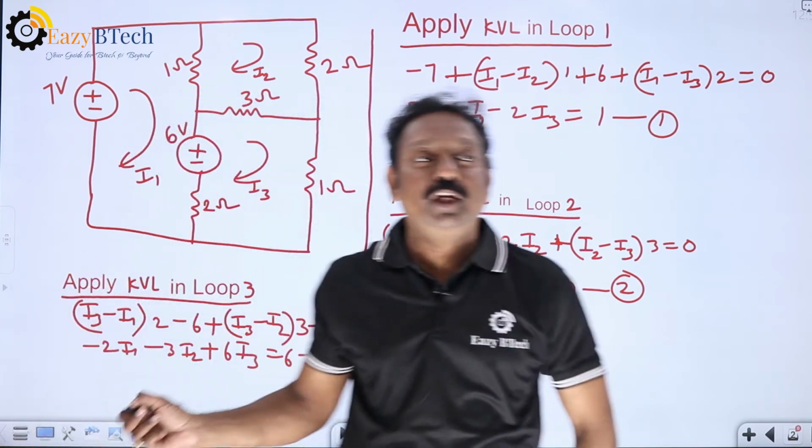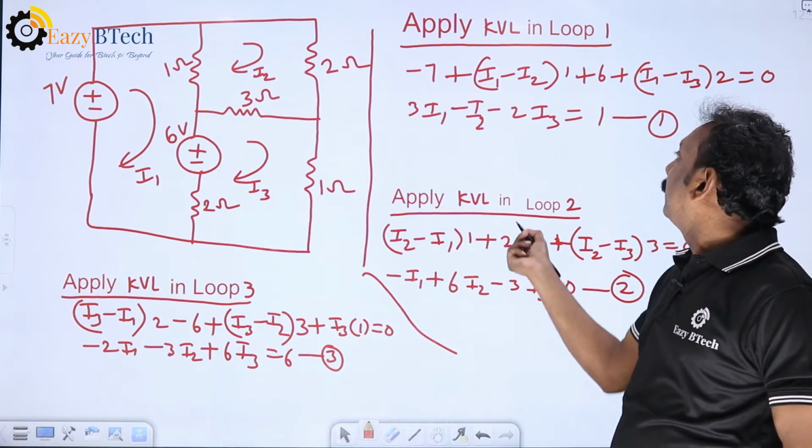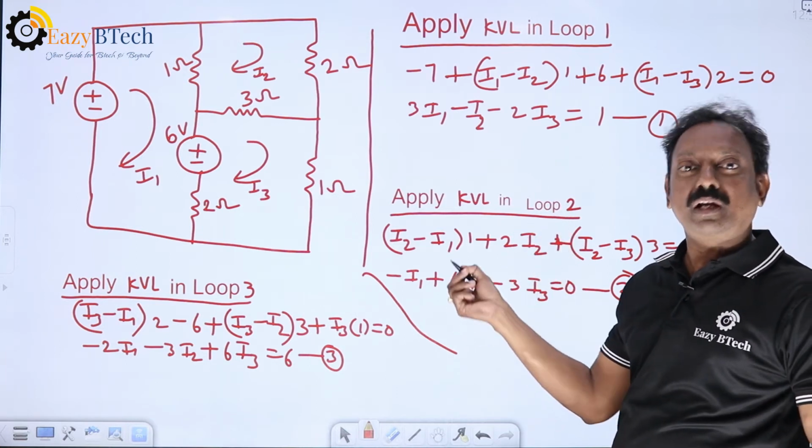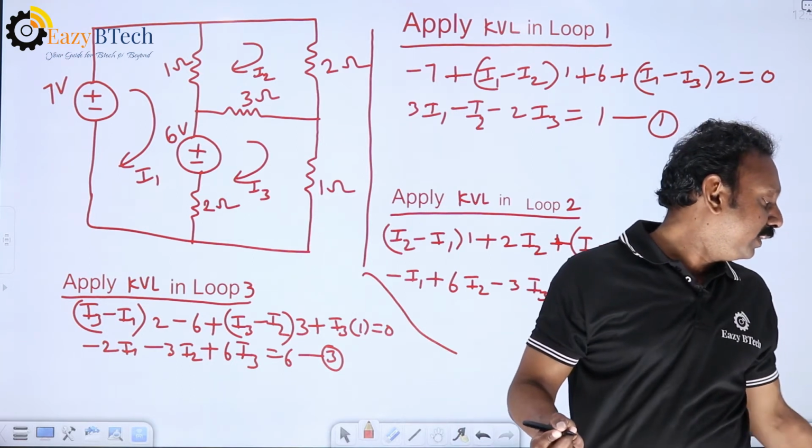Now, three equations, three unknowns. Just enter the coefficients in any scientific calculator and you will get the answer. Already you know Cramer's rule, how to solve this equation. So you will get the answer for these two problems.